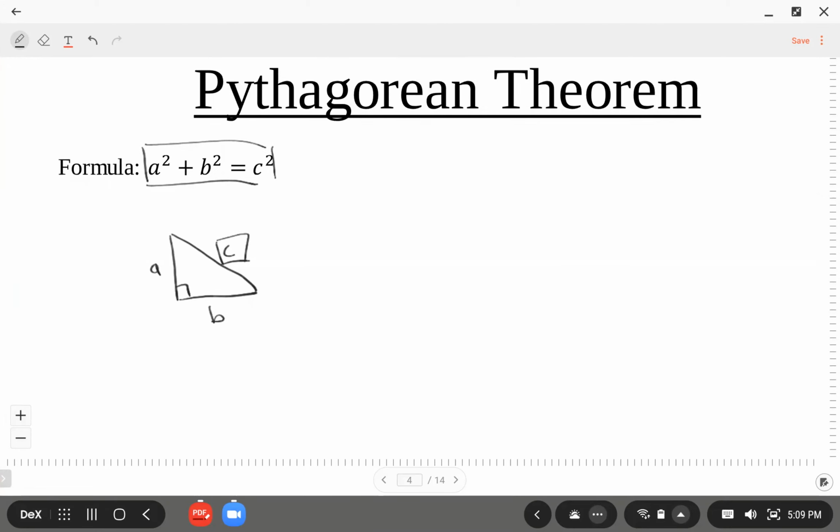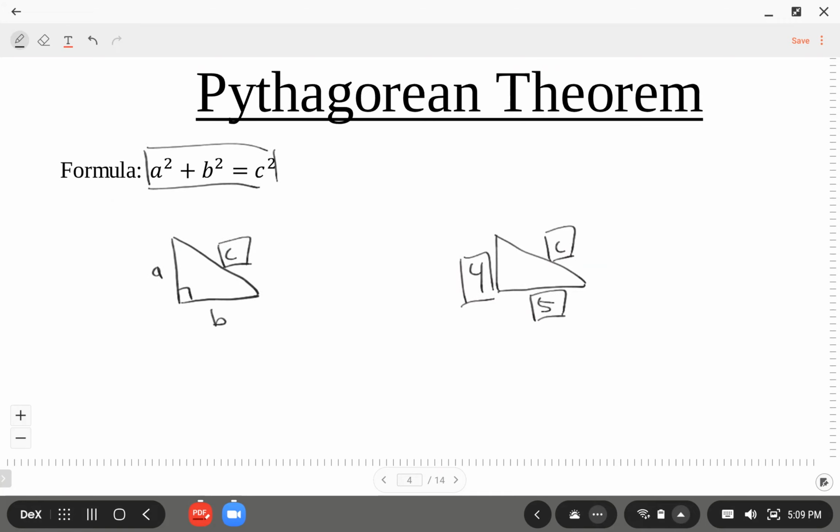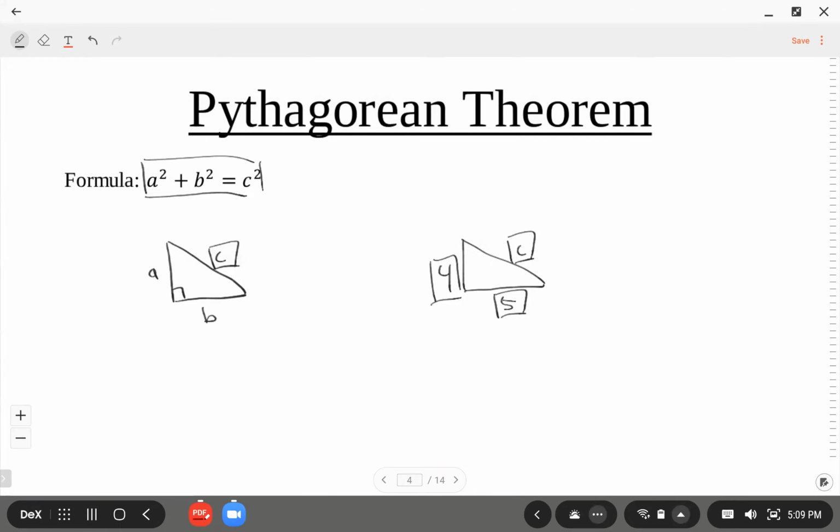So let's practice using the Pythagorean theorem. A is 5, B is 4, and now what is C? Please use the Pythagorean theorem to try to find C. I gave you two dimensions, and now try to find C. I'll give you a few moments to answer this question, and then you can post it in the chat box.